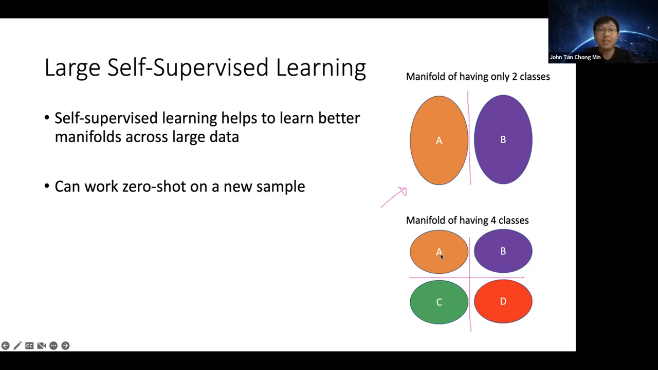Like for example, this A is an English speaker, B is a Chinese speaker, C is a Malay speaker, and so on. So you can actually learn to distinguish by just doing next token prediction. Or if you were to link back to the reinforcement learning I was talking about earlier, next action prediction can distinguish between the representation of your states and actions. It's just that for large language models, every action is also a state because you are predicting the next token.